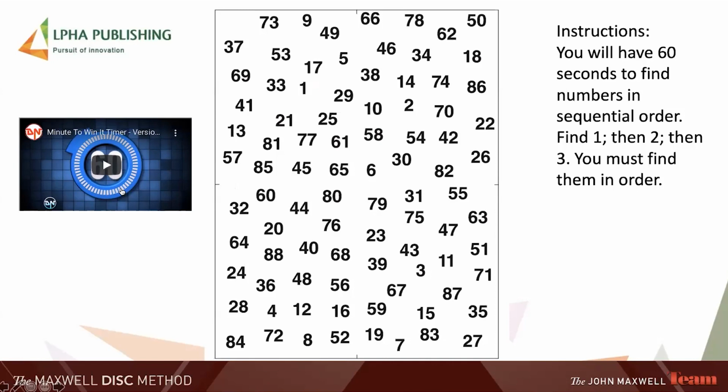Okay, so you'll have 60 seconds to find the numbers in sequential order, meaning you're going to find one first, then two, then three, and you will keep going until you find the highest counted number possible within 60 seconds. Afterwards, we're going to put it in the chat. So you're going to find one first, two, three, and keep going for 60 seconds. Are you ready? Get ready and go. The game begins in 3, 2, 1.